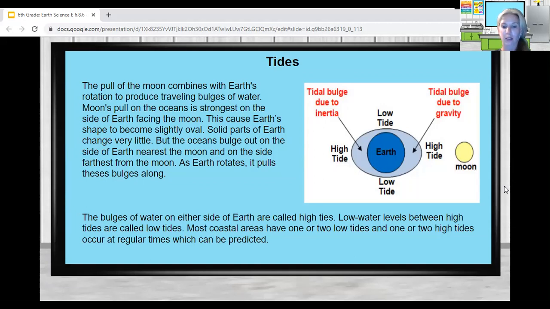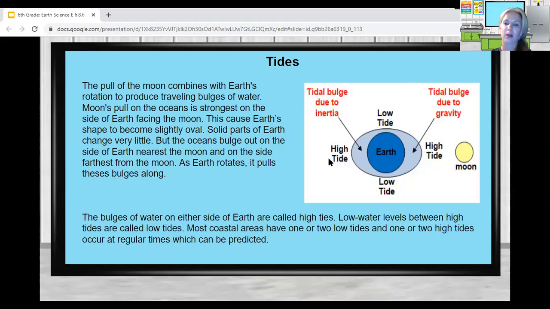Most coastal areas have one or two low tides and one or two high tides that occur at regular times, which can be predicted. So your local meteorologist always includes in their report every day for the weather what time to expect high tide and low tide. And that's super important for our boating industry because we live on the coast. Where I'm from in the Midwest, that is not a part of the daily meteorologist report.